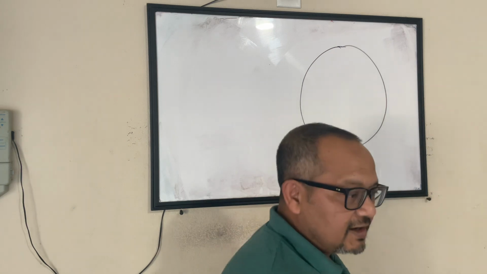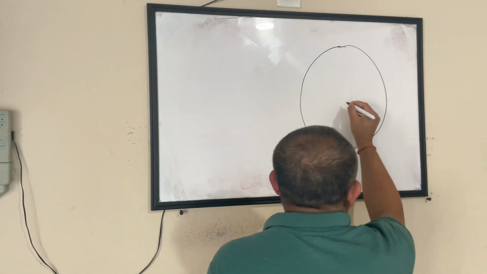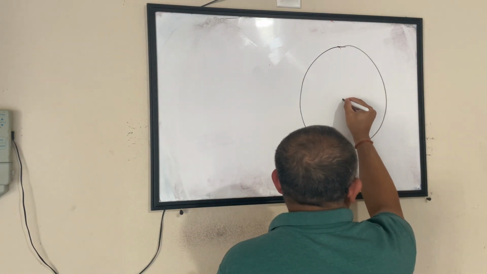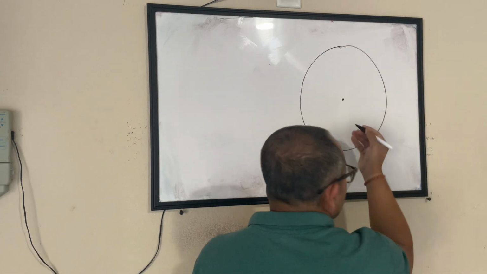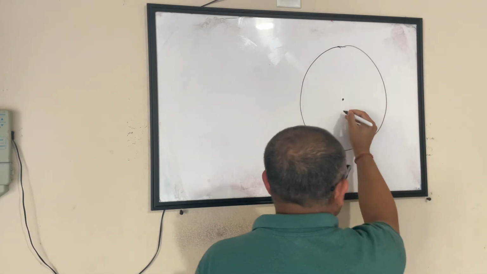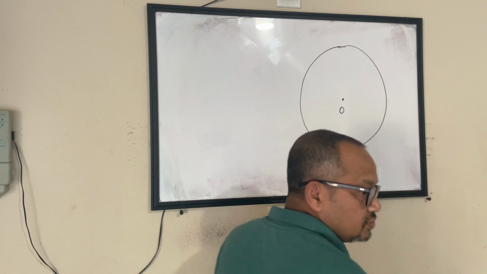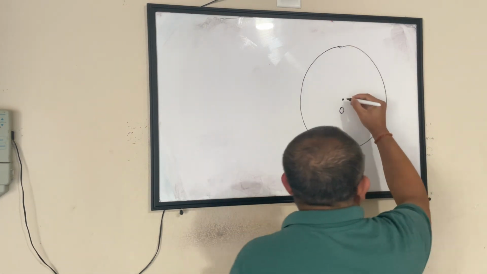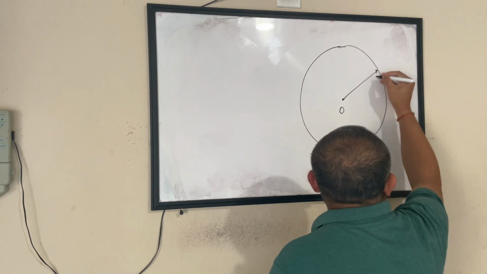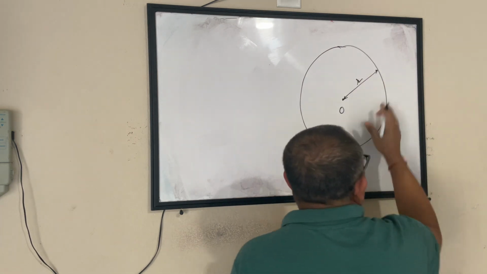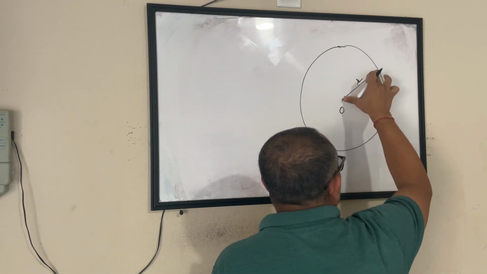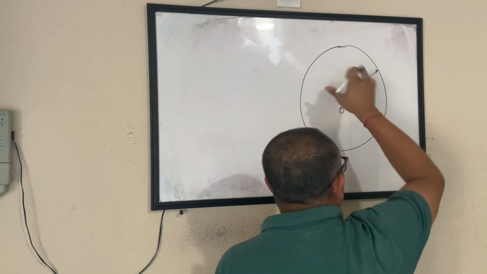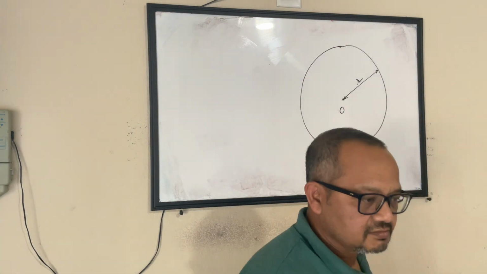When you talk about a circle, you essentially talk about two things. You talk about the center, let's call it O, and then the radius, which is nothing but the distance from the center to each and every point on the perimeter of the circle.